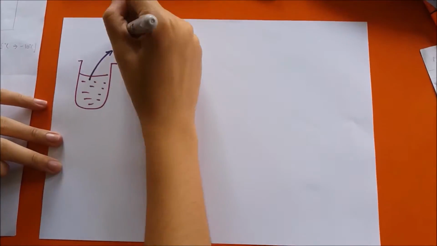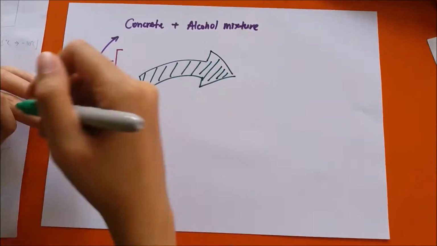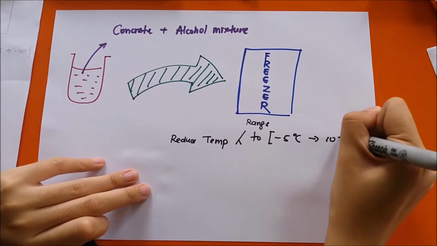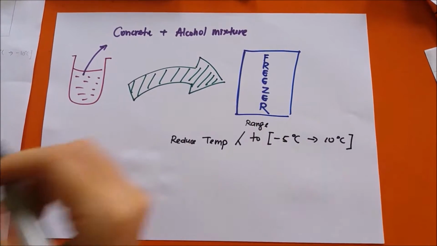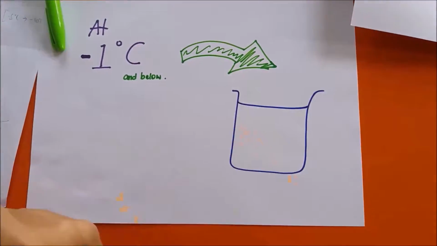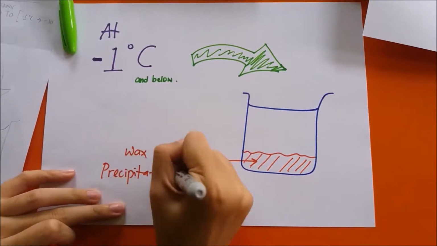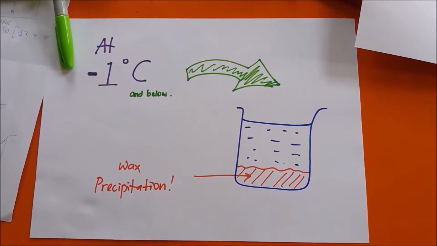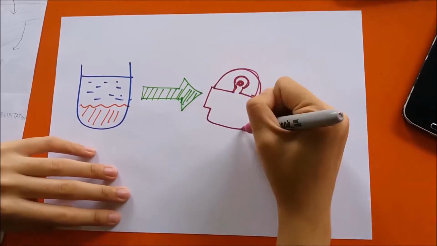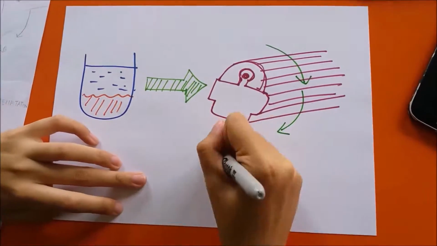The solution is cooled down to -5 to -10 degrees Celsius to precipitate out the wax. Since waxes are normally insoluble in alcohol below -1 degree Celsius, precipitation of wax will be formed. The precipitated wax is removed by passing the solution through a rotary filter.